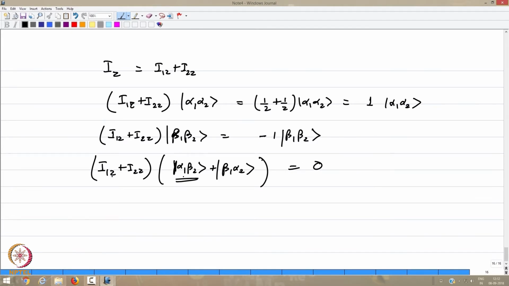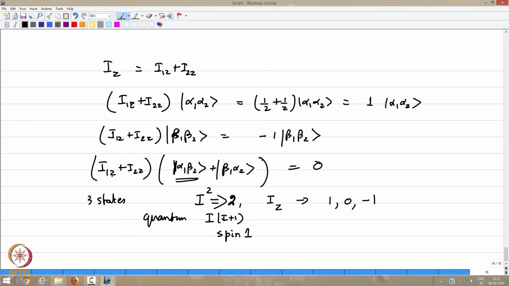So, what you have is, there are three states which have a total angular momentum value I square equal to 2, and the total angular momentum z component having 1, 0 and minus 1. This corresponds to, of course, the quantum number I is 1. I square gives you an eigenvalue 2, but the quantum number is I into I plus 1, and therefore, this is a spin 1. Okay. There are three states, the alpha 1, alpha 2, beta 1, beta 2 and this combination. These three states form a spin 1 system in which the total angular momentum is given by the square, namely I into I plus 1, and the component of the z angular momentum operator, total angular momentum operator, z component has three values 1, 0 and minus 1. Therefore, this is called a spin 1 state.